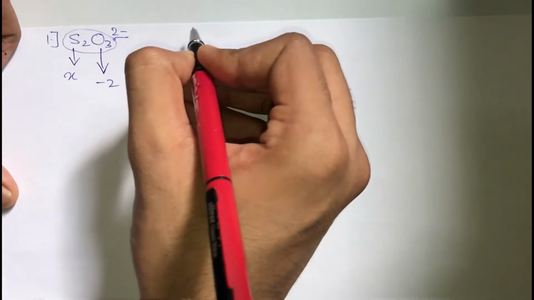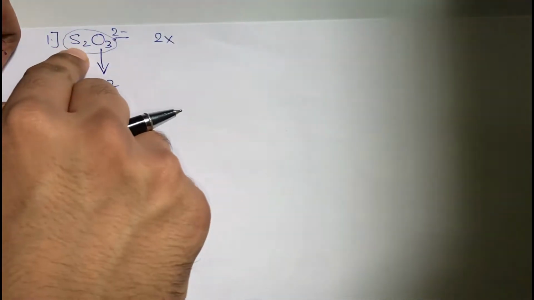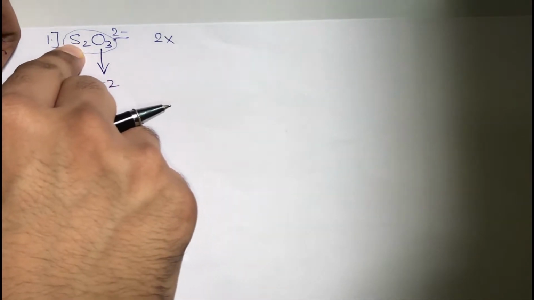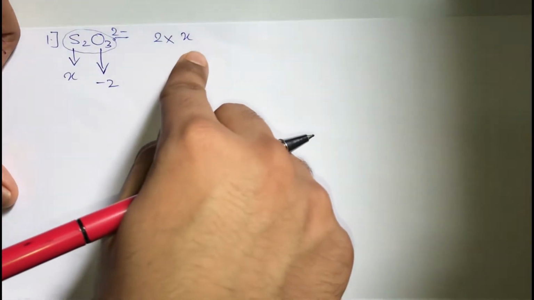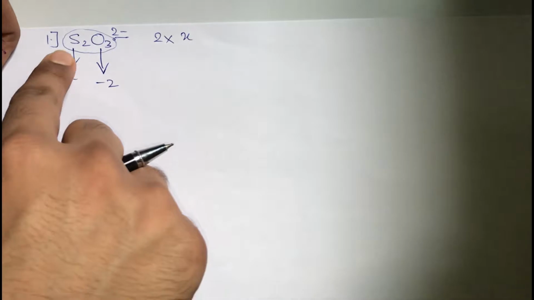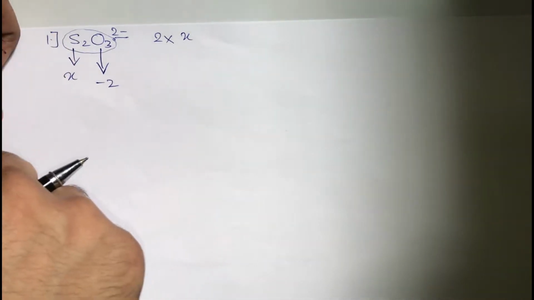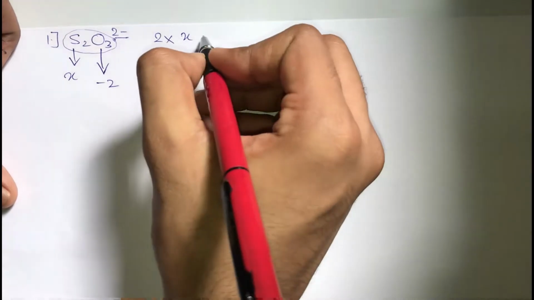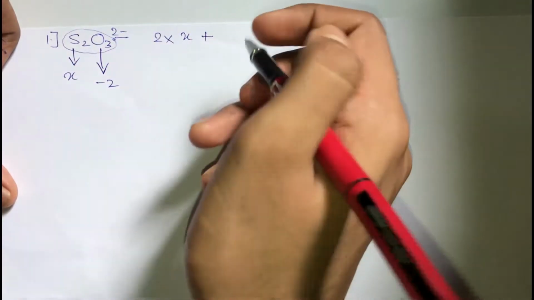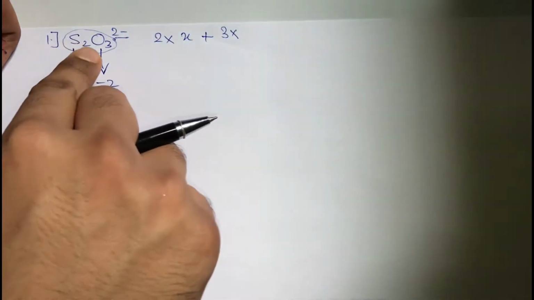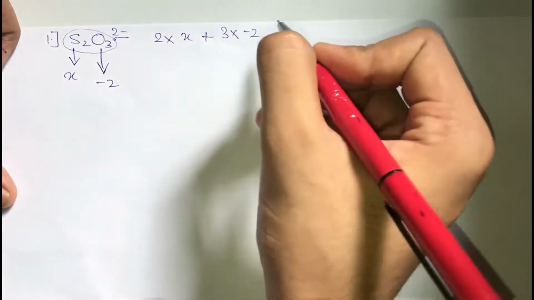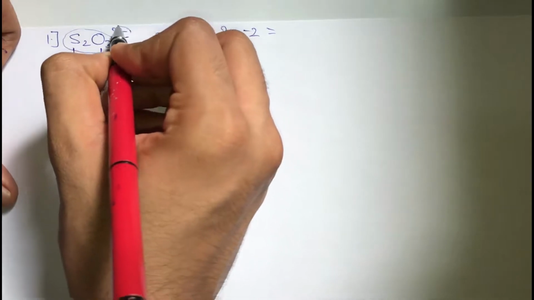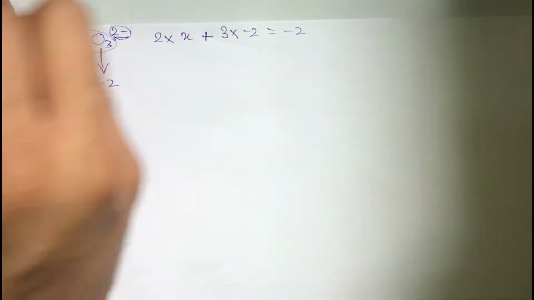So 2 times S. Why 2 times S? Because there are 2 atoms of sulfur present over here. So 2 times x. So what is x? x is nothing but the oxidation number of one sulfur atom. But since there are 2 sulfur atoms, therefore I am writing 2 times x. Plus, how many oxygen atoms are there? There are 3 oxygen atoms. So 3 times the oxidation number of one oxygen atom, which is nothing but minus 2, which will be equal to the total charge, that is nothing but minus 2 again.